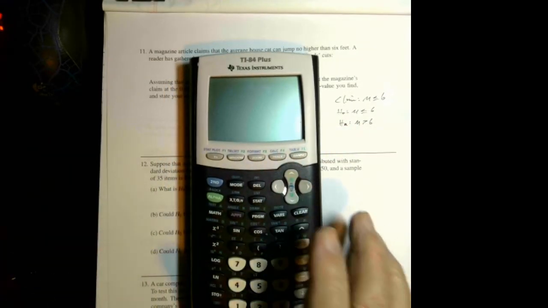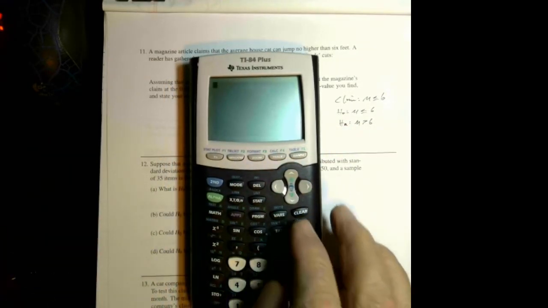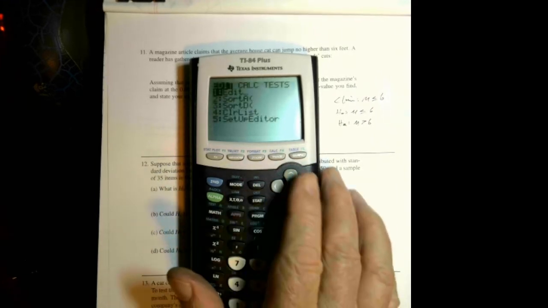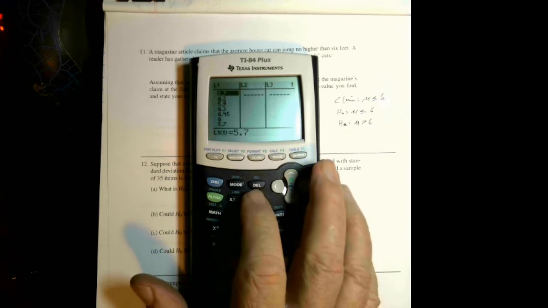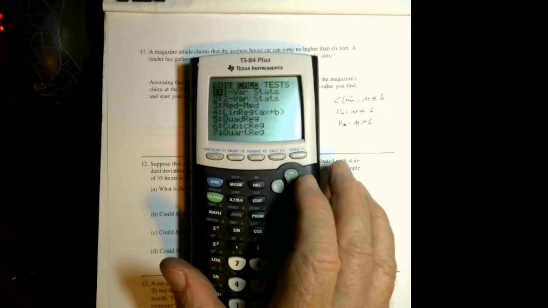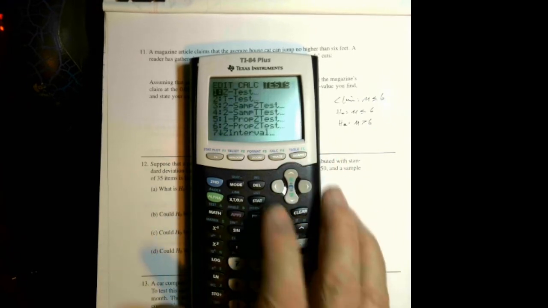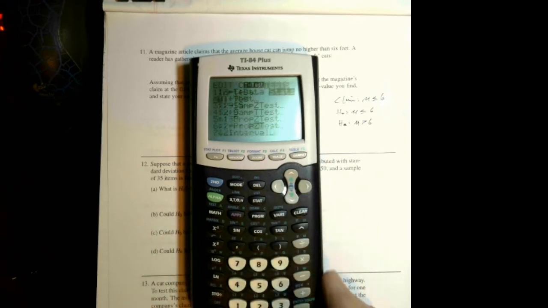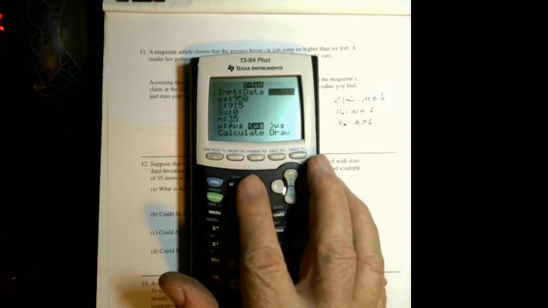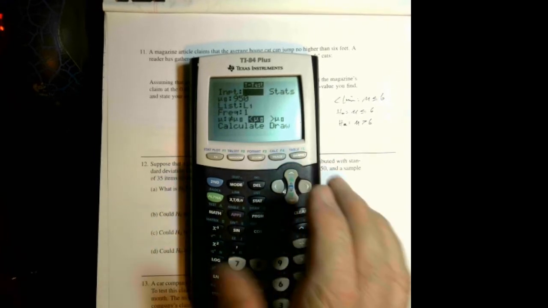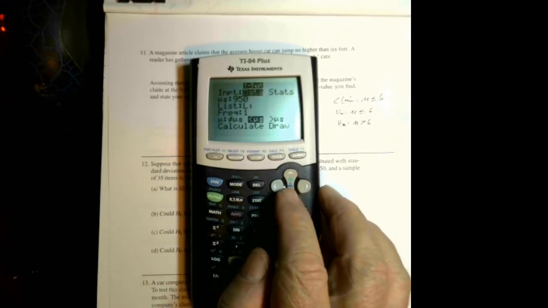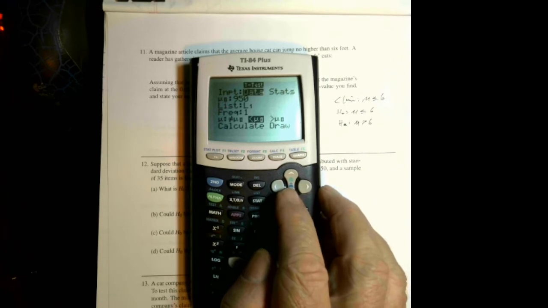All right, so let's get a p-value. All I'm going to do is put this data in list L1, which I've already done here. And then I'm going to go to stat, over to tests, and choose t-test. Of course, I have to choose data because I'm doing a t-test on data. And when you choose data, everything is calculated for you from the data, the standard deviation, which is of course a sample standard deviation, and the mean.